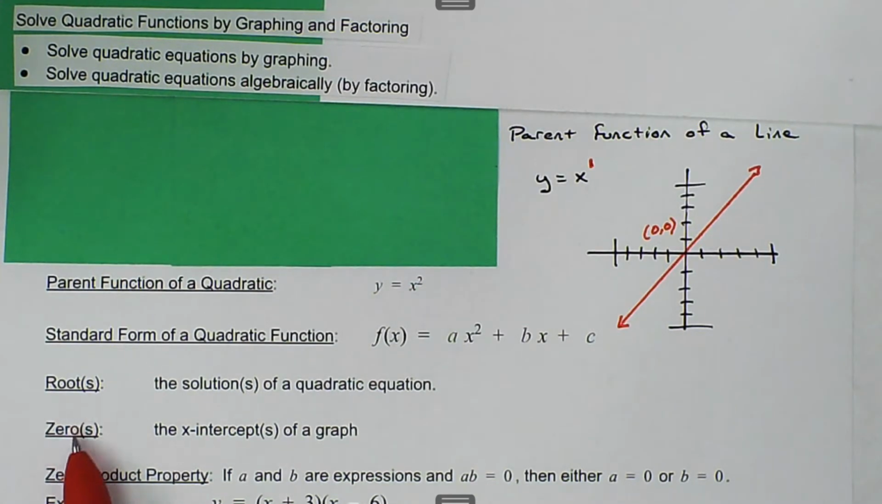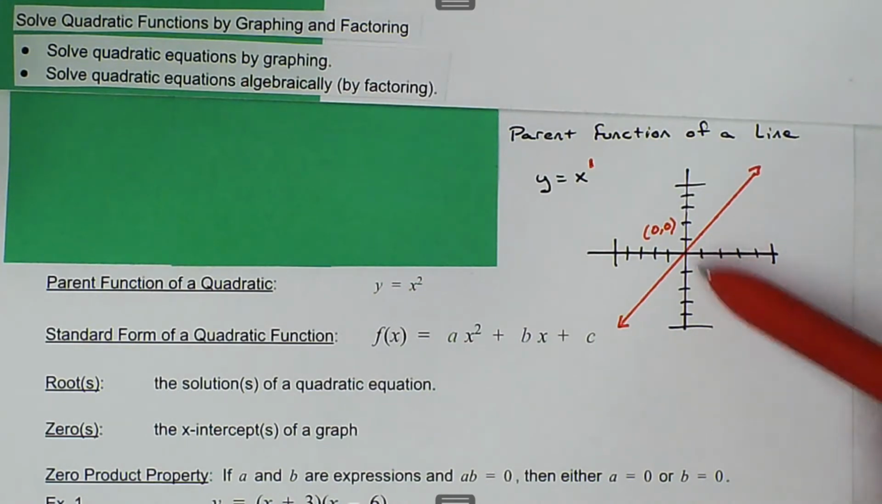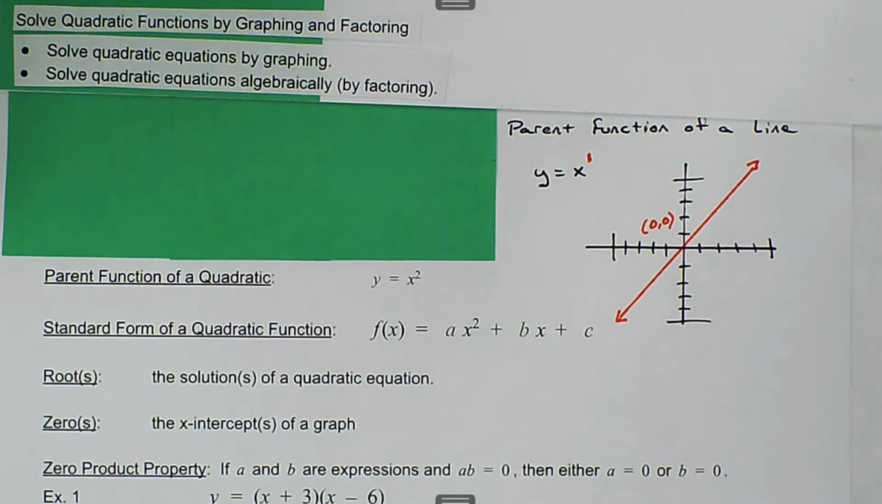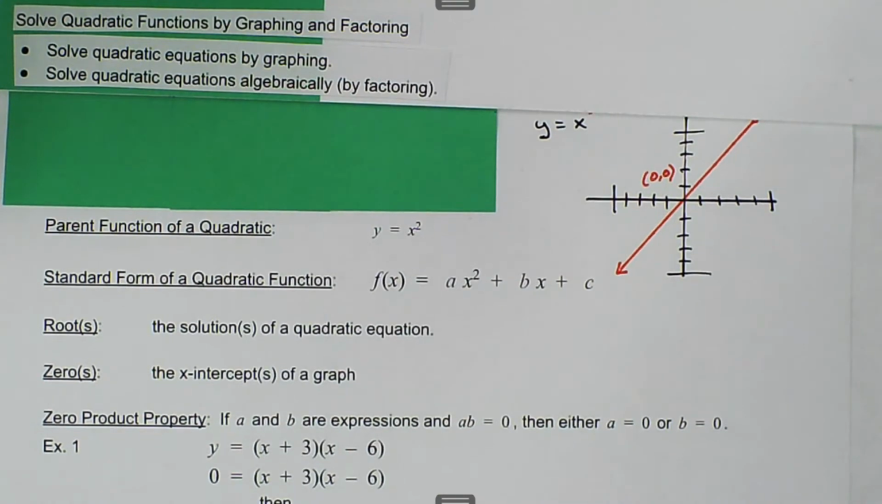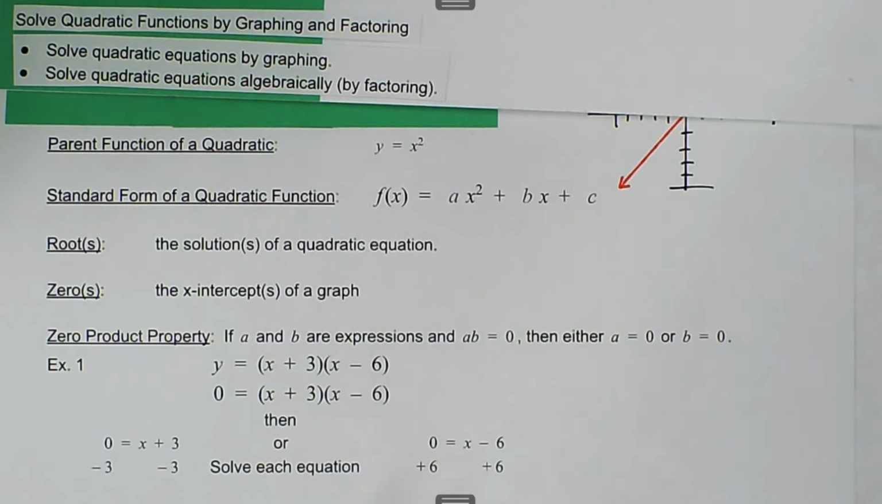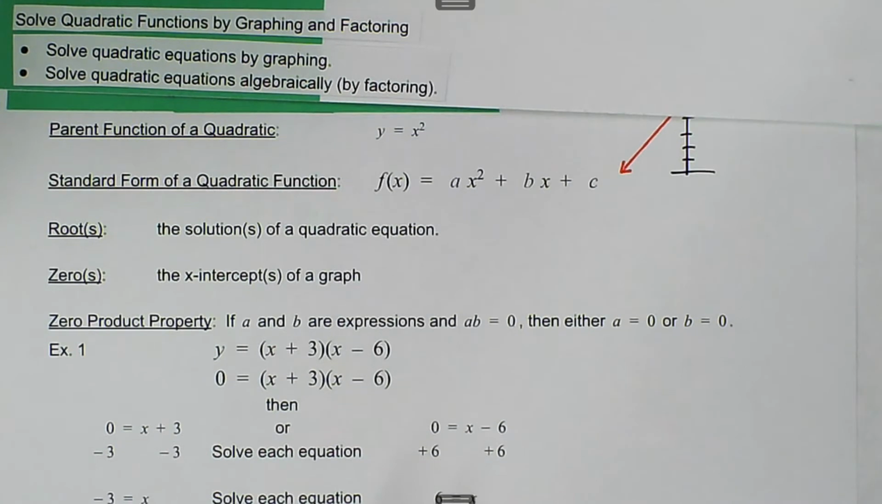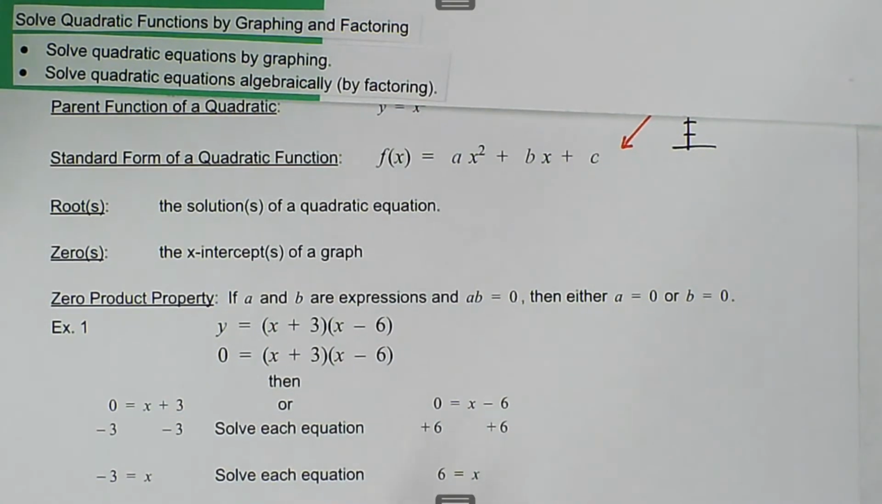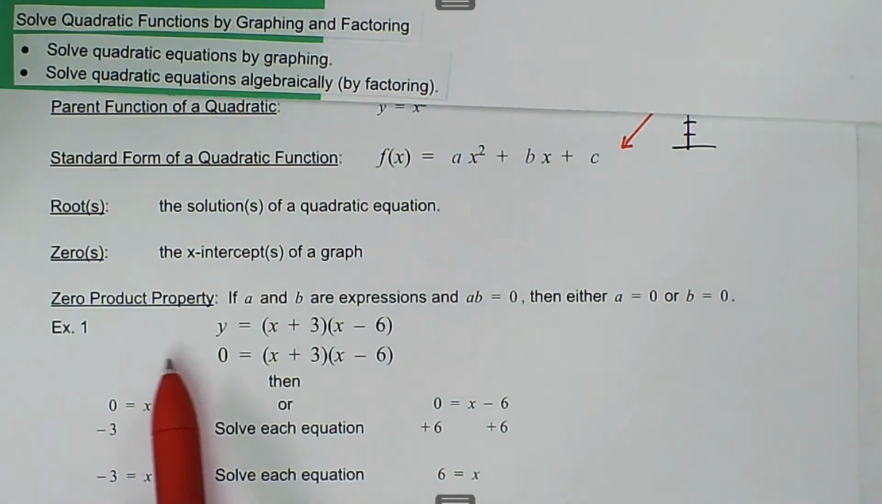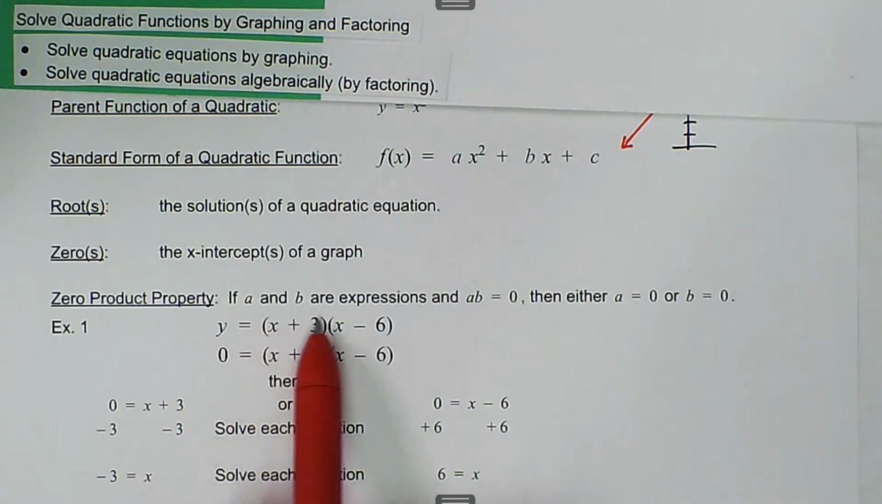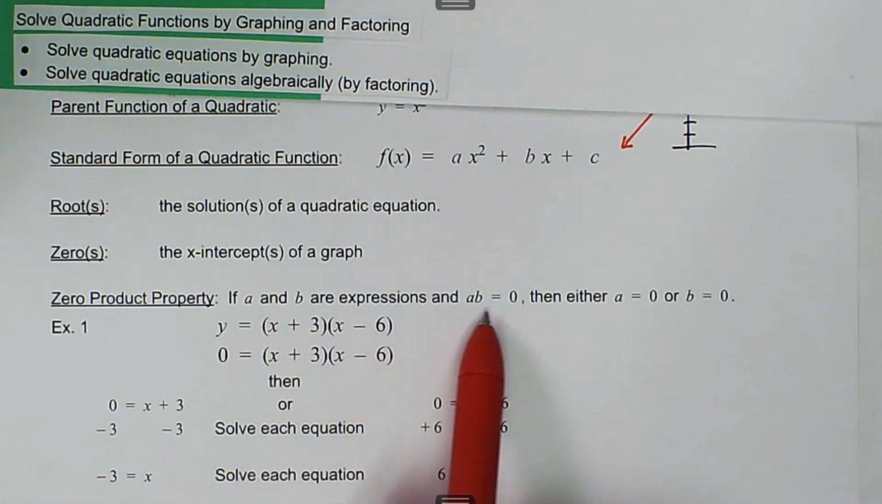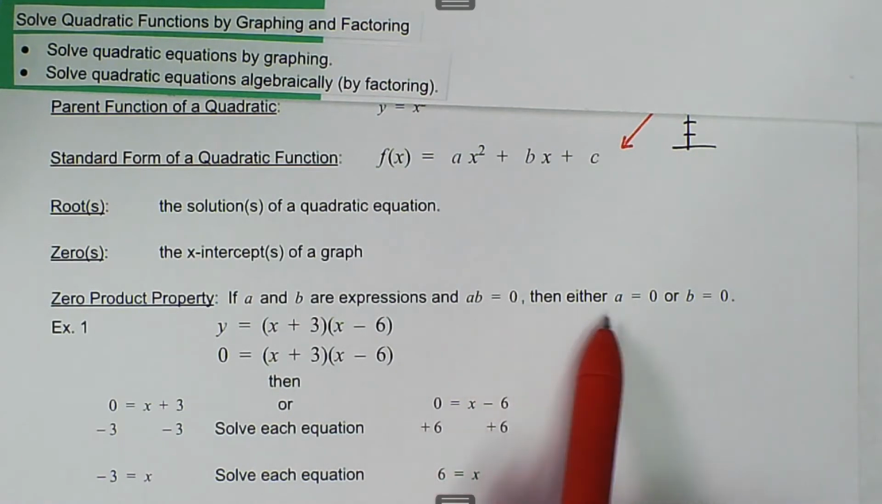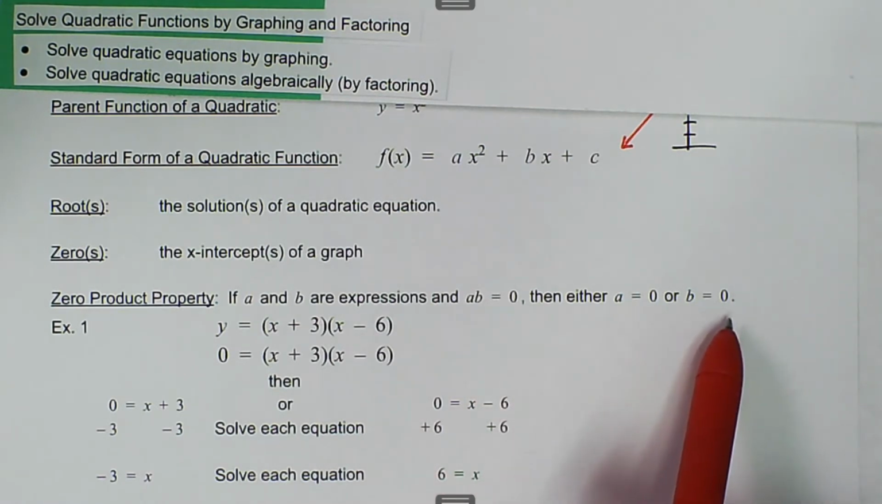And these are used interchangeably, roots or zeros. The solutions to the quadratic function are the roots, or the zeros are the x-intercepts of the graph. These two mean the same thing. That just means where the function crosses the x-axis. So in order for us to do this, we're going to use the zero product property. And the zero product property means if a and b are expressions and a times b equals 0, then either a has to equal 0 or b has to equal 0.